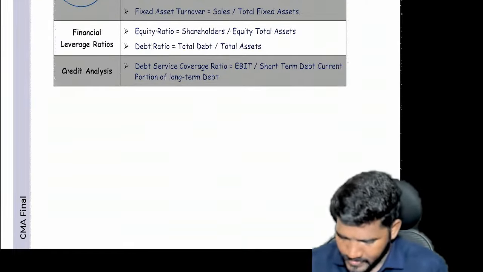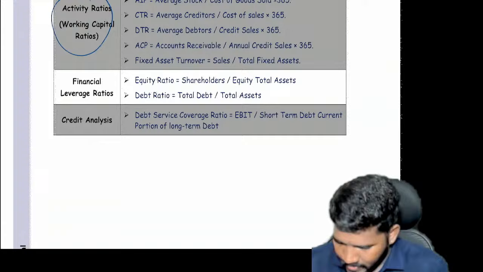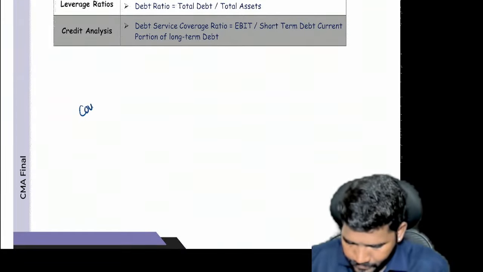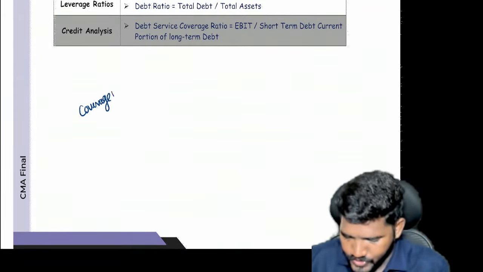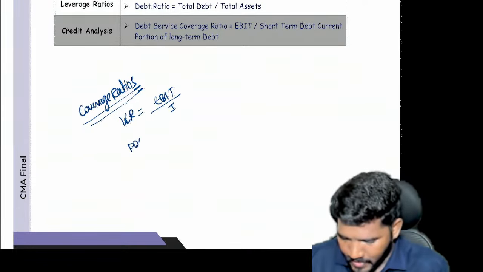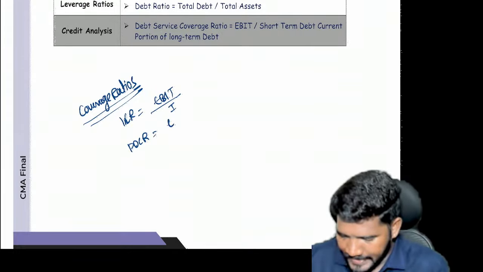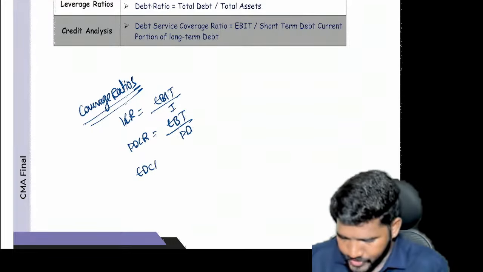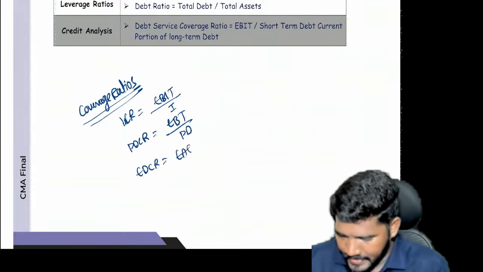Next, this is also very important, called coverage ratios. Interest coverage ratio equals EBIT divided by interest. Preference dividend coverage ratio equals EBT divided by preference dividend. Equity dividend coverage ratio equals EAESH or PAT divided by equity dividend.